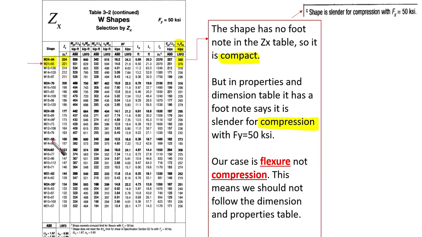Okay. For example, for this one, it has F here. So maybe there is something that gives shape exceeds compact limit for flexure with Fy equal to 50, for example. So this shape is non-compact. However, for our shape here we're talking about, there is no footnote in the ZX table, so it is compact as we have assumed.